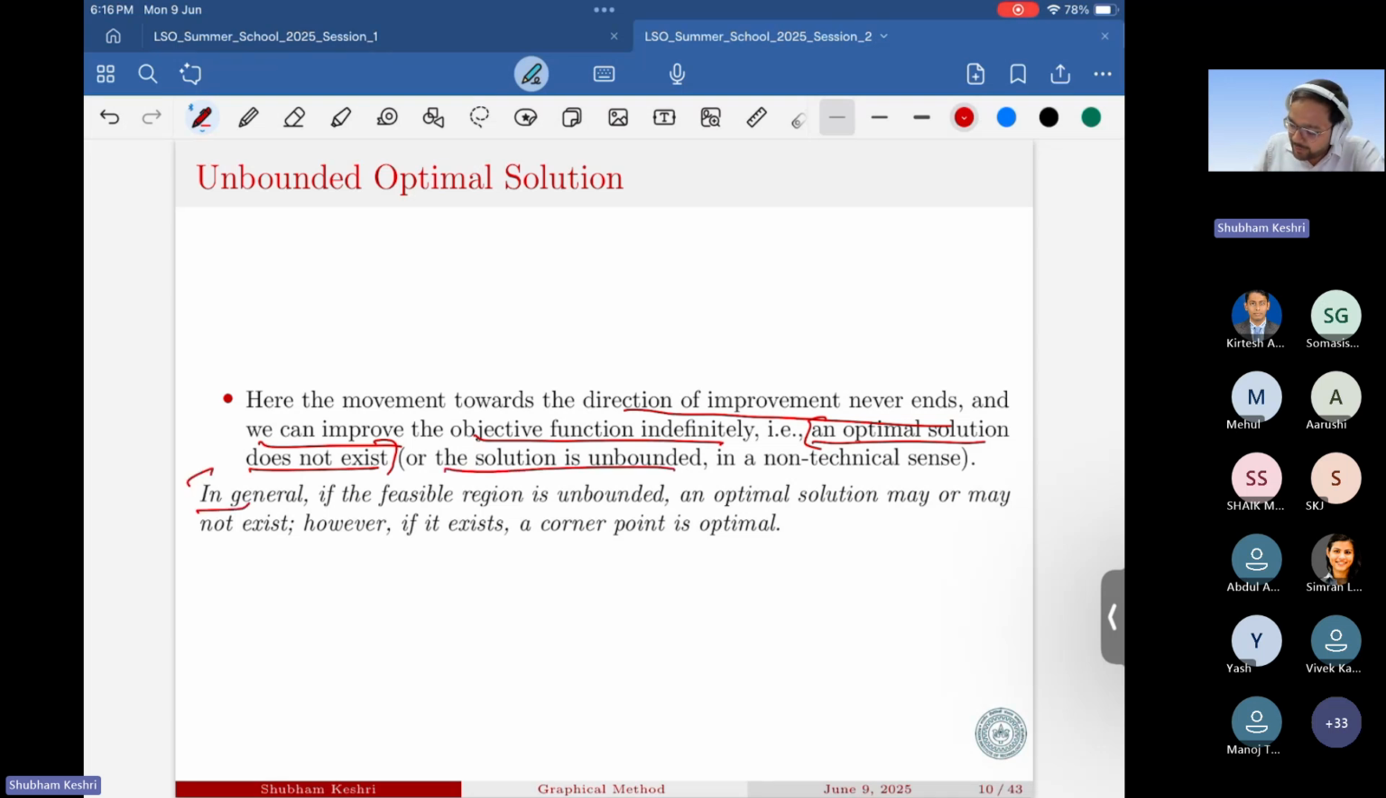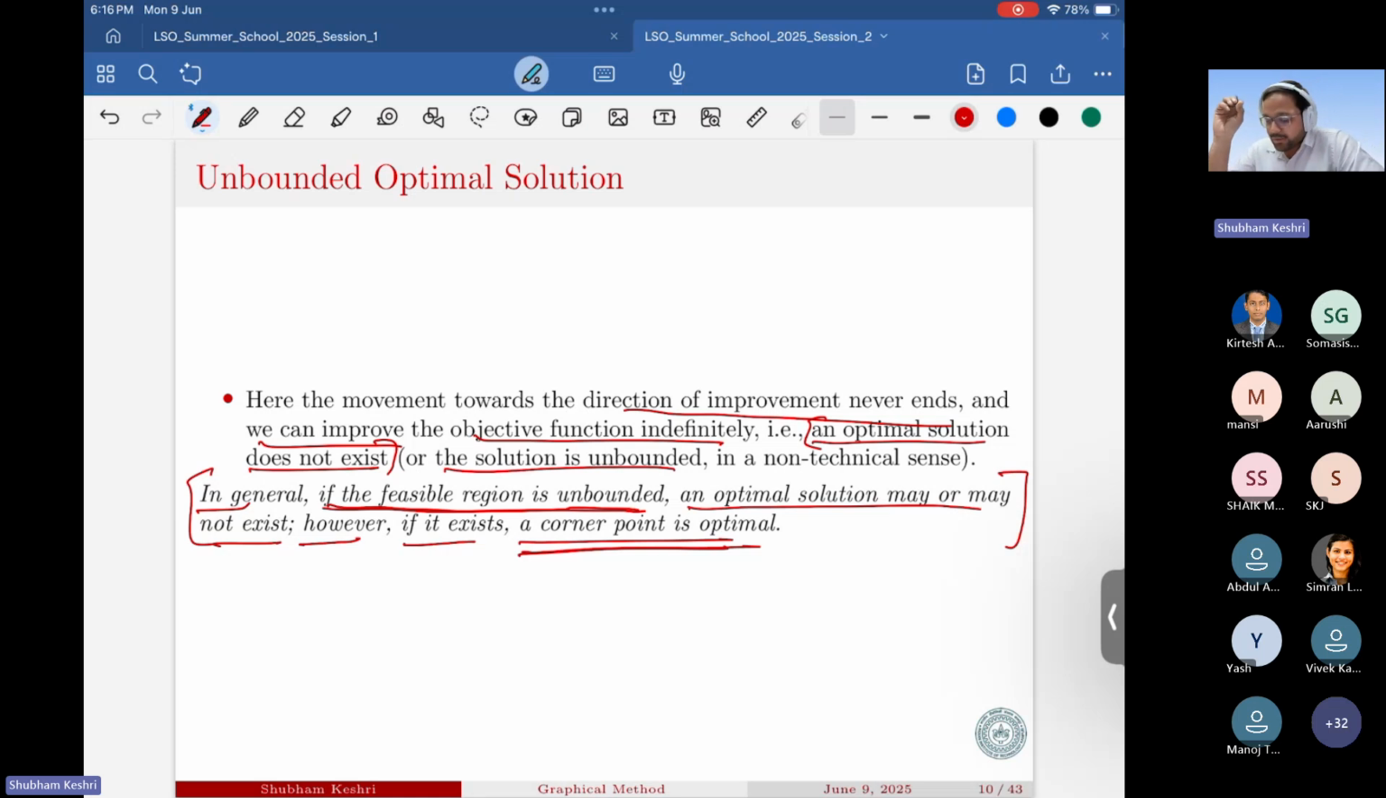In general, so this is important. In general, if the feasible region is unbounded, so we can have a feasible region which is unbounded, but we can have an optimal solution as well as no optimal solutions. So it says that if the feasible region is unbounded, an optimal solution may or may not exist. You may have an optimal solution, you may not have an optimal solution. However, if it exists, if there is a feasible optimal solution, then a corner point is optimal.